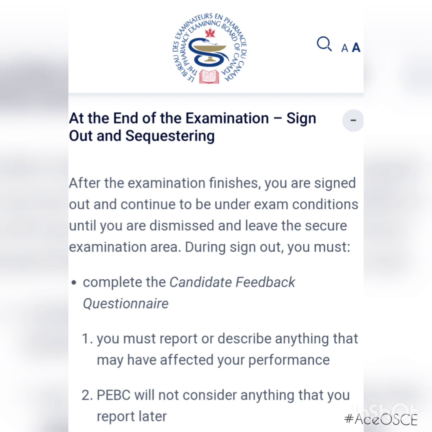If you do not write it or you do not express this problem, PEBC will not consider anything that you report later. So like after 3 days you realize, oh my god, I messed up that station because the reference wasn't clear, or the reference was too long, or the patient who had come to me wasn't speaking very well, so I couldn't understand the case very well. PEBC will not consider it. However, if you had any doubts or any problems while you were doing your OSCE, write it down in that candidate feedback questionnaire and PEBC will probably consider it, especially if multiple people in one assessment center face the same problem.